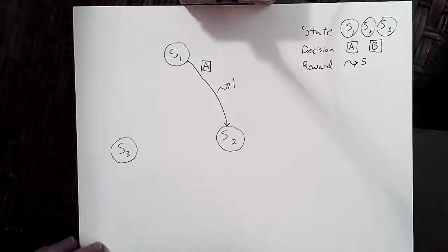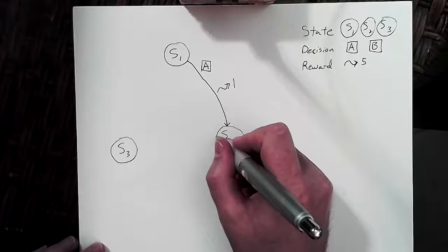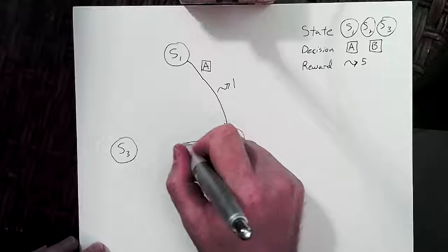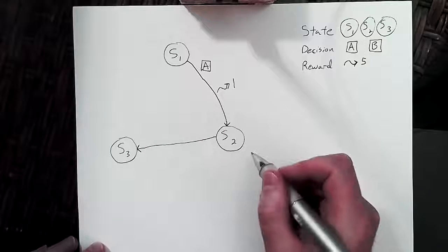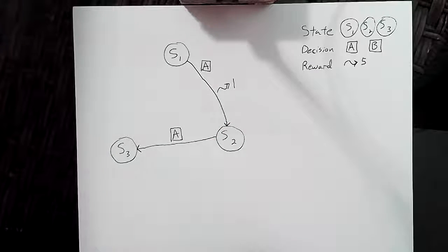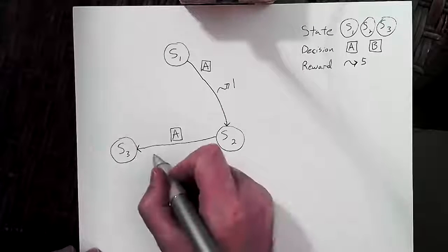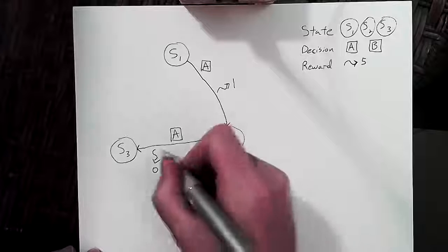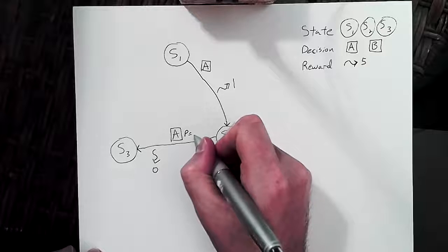Decisions, however, can also be something like, maybe coming out of here, I have also a decision A, which might take me to state 3. This is a different decision A because it's coming out of a different state. So not the same choice. Perhaps it has no reward, but, and here's the thing that's a little harder to understand, I declare that it has a probability of 0.9.